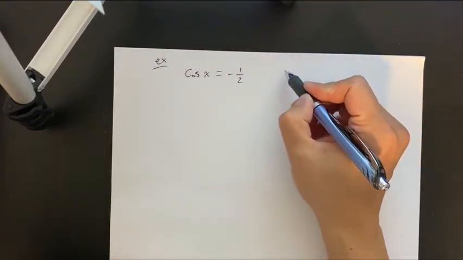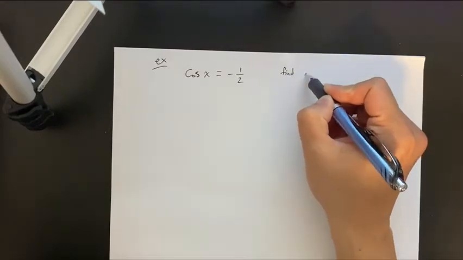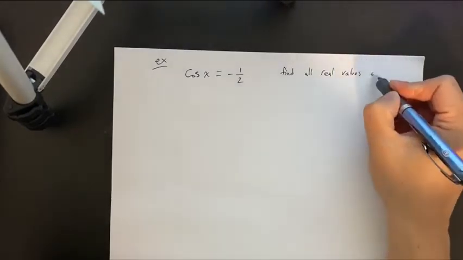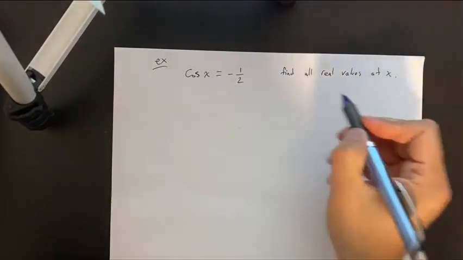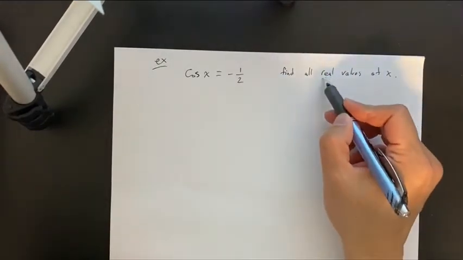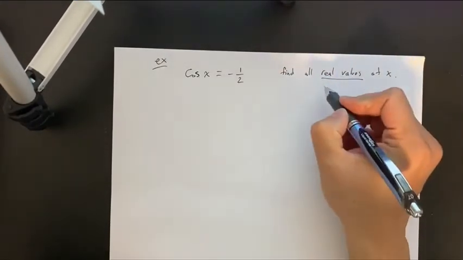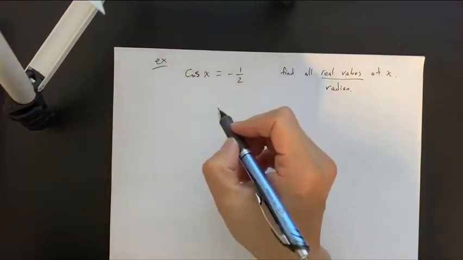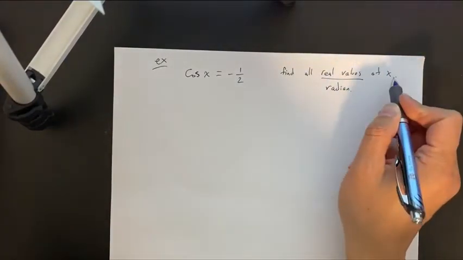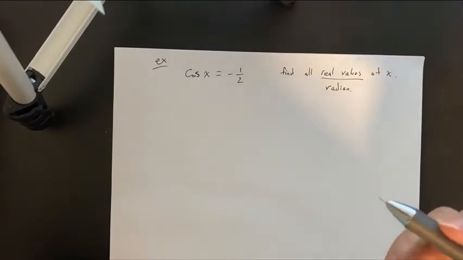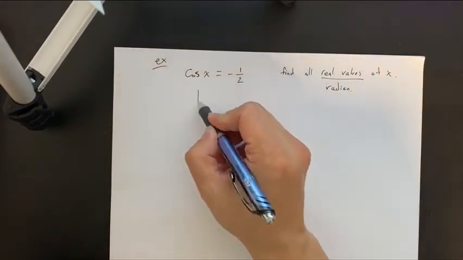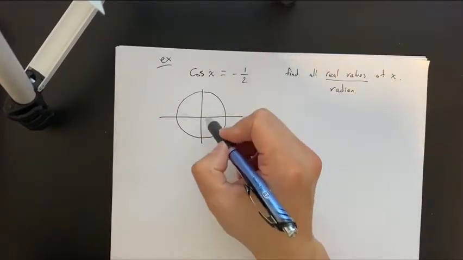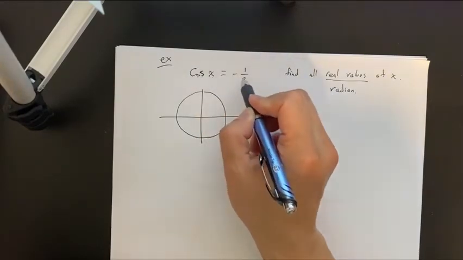But here the condition would be find all real values of x. So we want to find all the solutions, but we want to find the real values of x. And this is just another way of saying you want the answer to be in radians. So instead of using degrees, we're going to focus on x being in the unit of radians. Okay, so let's go back to the unit circle. Cosine of what will give you a negative 1/2?